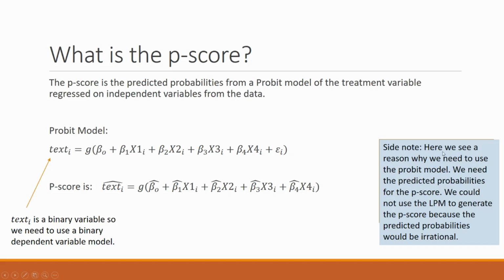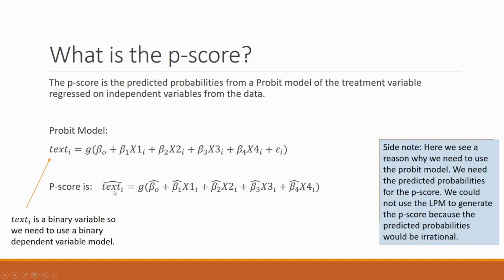And so this should ring a bell. Here we see a reason why we need to use the probit model. We need the predicted probabilities for the p-score. The p-score are the predicted probabilities. So we could not use a linear probability model here to generate the p-score because predicted probabilities from the linear probability model would be irrational. They could be less than 0 or greater than 1. So we need to use a probit model.